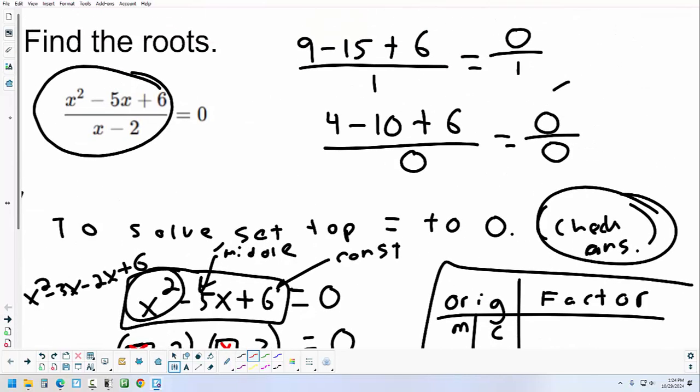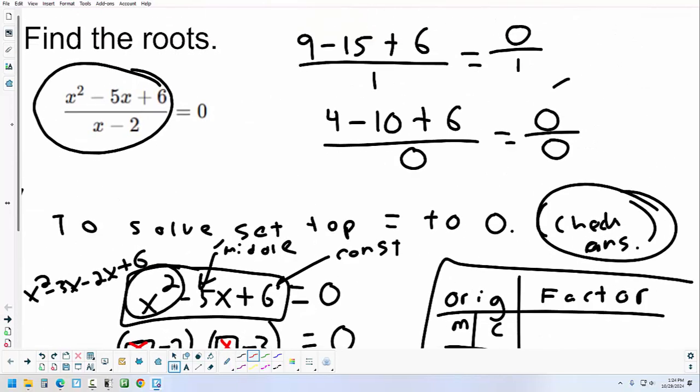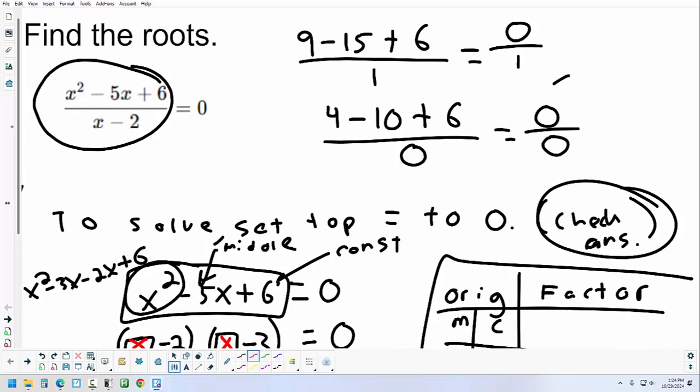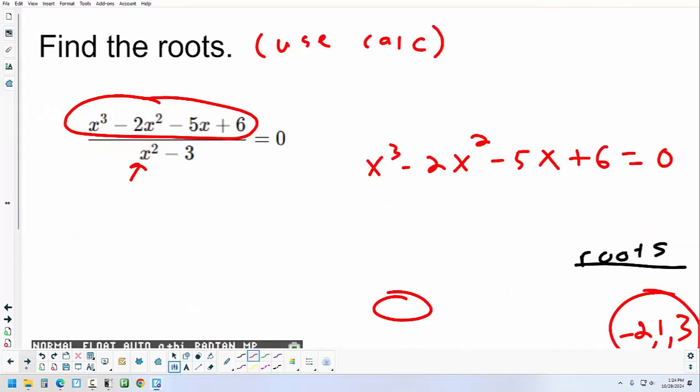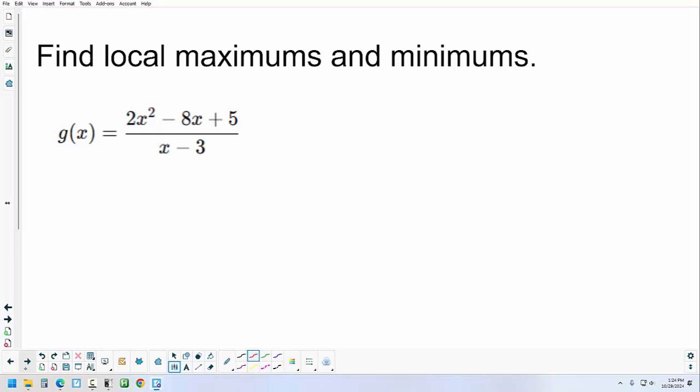Okay, so that's the first topic that was on the test that I wanted to go over: finding roots. The second one is finding maximums and minimums. So just kind of a general overview before I do it. The way we do maximums and minimums is on the calculator. You don't have to do anything by hand.